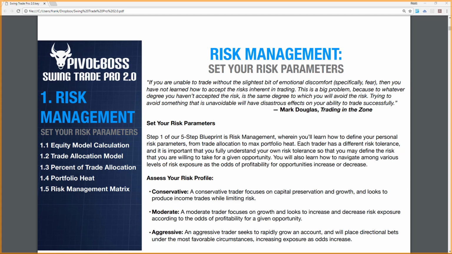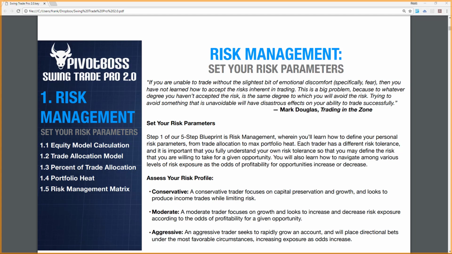And not every opportunity is created equal. Some require a more conservative approach, some require a more aggressive entry or approach, and some are somewhere in the middle. And we're going to discuss that here in Step 1, risk management.